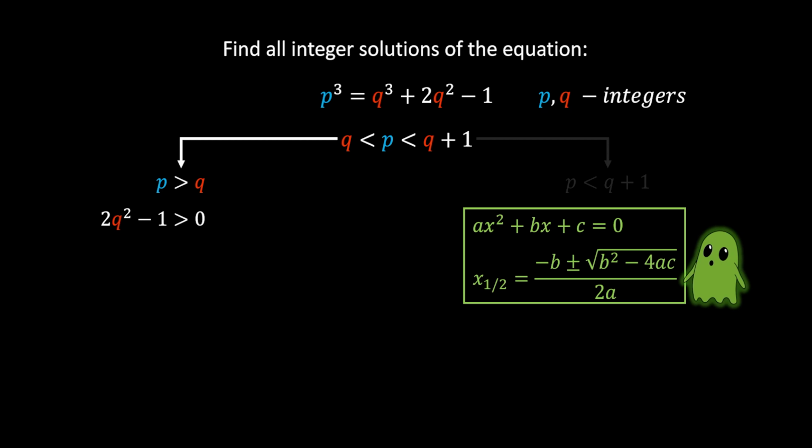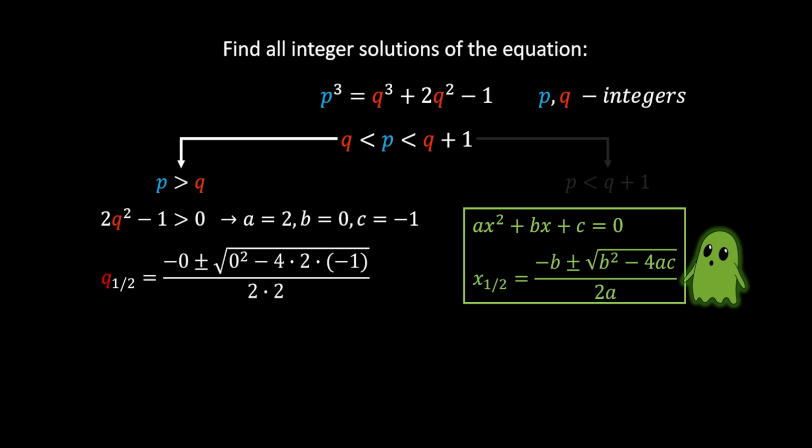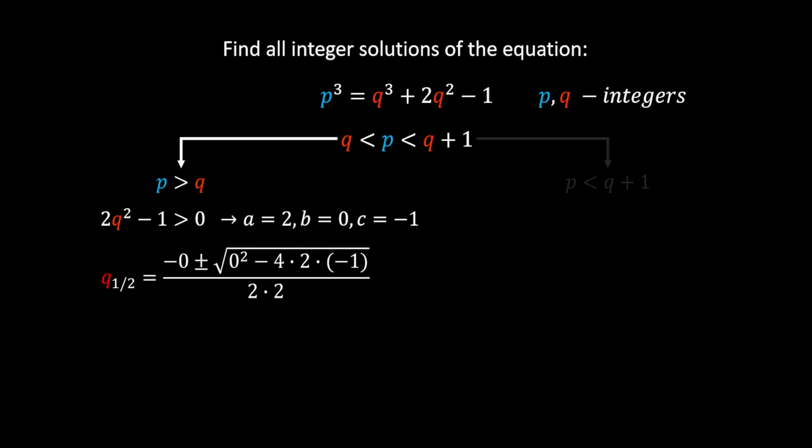We're just going to use the same thing. As you can see, for our quadratic inequality, a is equal to 2, we do not have b, so it's 0, and c is equal to minus 1. We're going to substitute those values into our quadratic formula and get the following. Now we're just going to simplify this a little bit, and after simplifying the square root of 8, we will get that the values for q are plus and minus square root of 2 over 2.